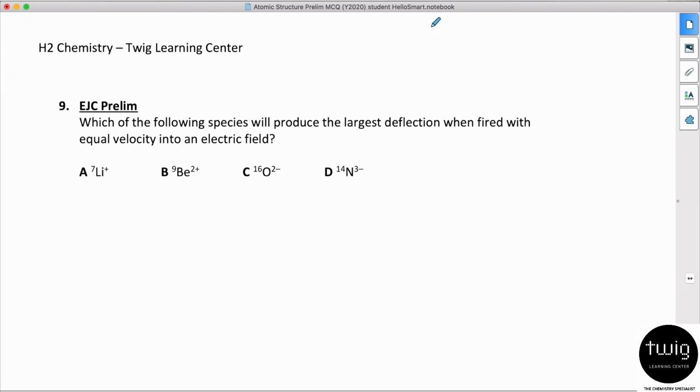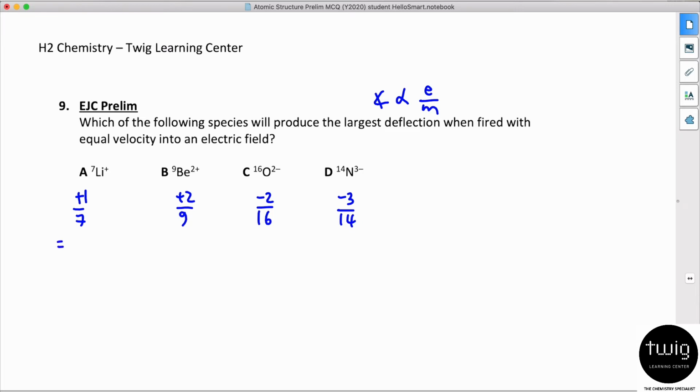Okay, let's look at question 9. Which of the following species will produce the largest deflection when fired with equal velocity in the electric field? So the angle of deflection is of course proportional to charge over mass. So firstly you must calculate the charge over mass for lithium. So it's plus 1 over 7. This is plus 2 over 9, minus 2 over 16. This is minus 3 over 14. So you're going to press your calculator for the answers.